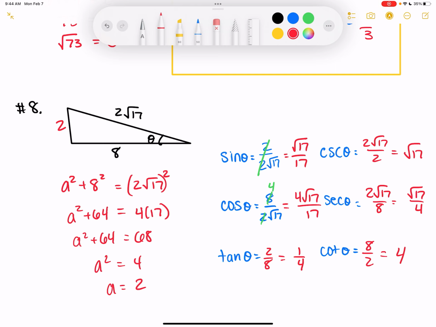And if you've already done the reducing for tangent to make it 4 over 1, you can just go ahead and say that cotangent is 4 without writing the whole thing. But if you want to, that's still completely fine. I'm just letting you know. I don't care if you skip that step.